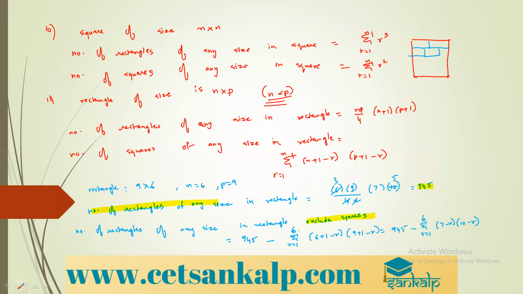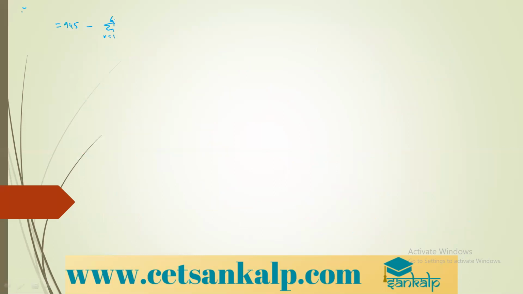7 minus r, 10 minus r. So 7 minus r and 10 minus r. So I will simplify like this. 945 minus sigma r equal to 1 to 6. I will have 70 minus 17r plus r square. This is what I have. Now how to solve this?